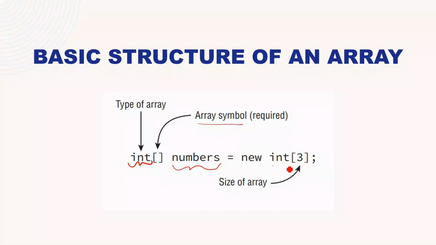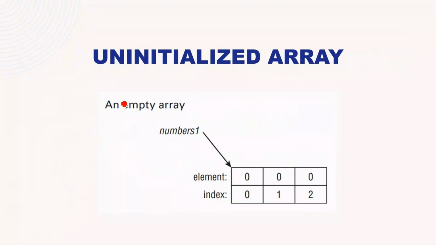New keyword and then int, which is the data type. And here you specify the size of the array. If an array is going to contain 5 elements, you just specify 5. If it is going to contain 3 elements, you specify 3. So this should be clear enough. Let us move on. Now let us talk about an uninitialized array.